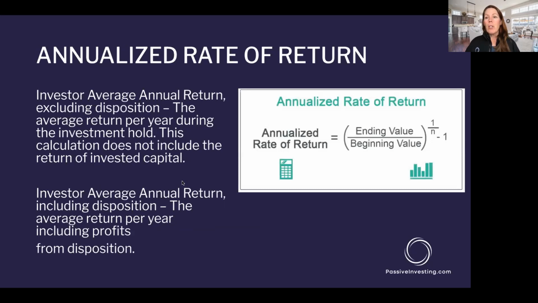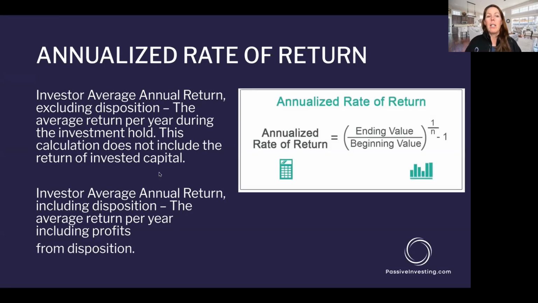All right, annualized rate of return. This is different. Okay, a little simpler of a calculation, but essentially we can calculate it 2 different ways, including funds from distribution or excluding funds from distribution. But essentially it's just saying, what is my average return across all the years of the hold?